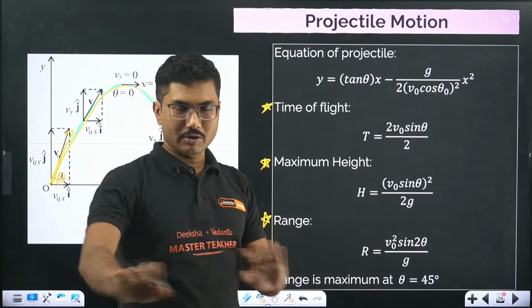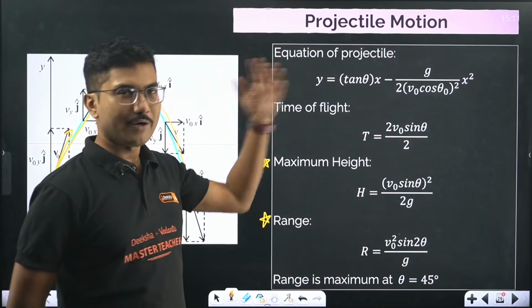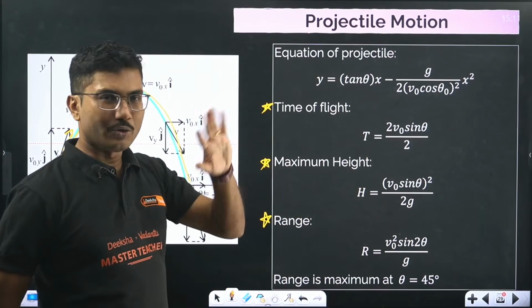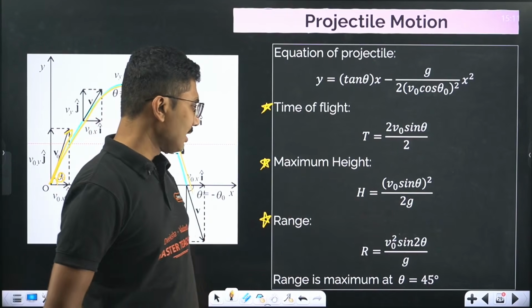Obviously the derivations are not required, only values and final answers are required. You have done the derivations in your P1. You do not need to do the derivation once more, just the formulas are sufficient.